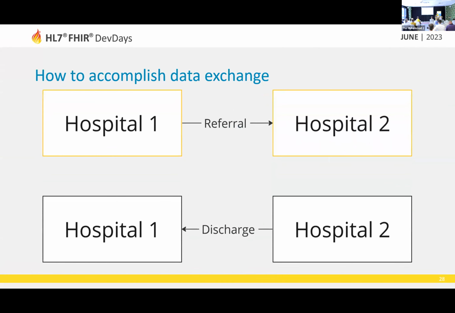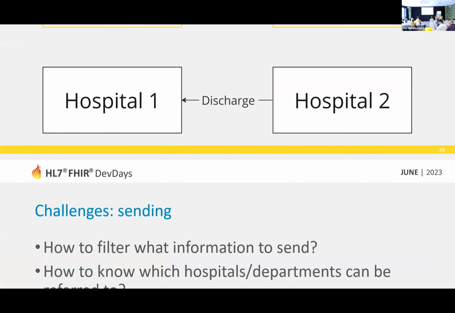Now, we've reached the point where the information from the source systems has gone through the ETL pipeline and ended up in the FHIR server. And now we get to the next step, which is actually sharing this information with another hospital. So we have the referral process, information being sent to the prostate cancer center, and then eventually when the patient is treated, we have the discharge flow.